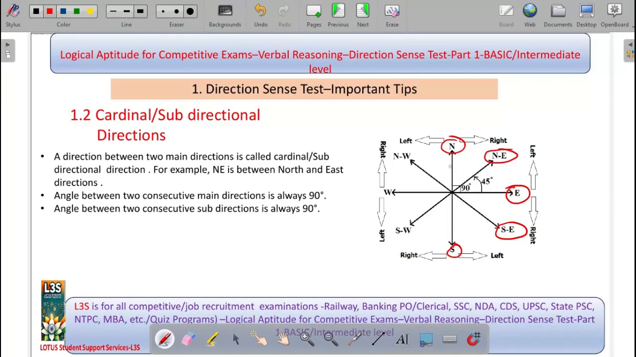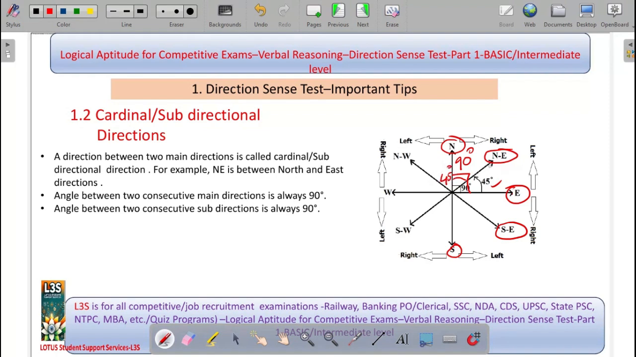Now remember one thing: the angle between two consecutive main directions is always 90 degrees. Here you can see north and east are two consecutive main directions, and this angle is always 90 degrees. And then the subdirection between north and east is NE, and the angle between subdirection NE and E is always 45 degrees, and NE and N will similarly be 45 degrees.